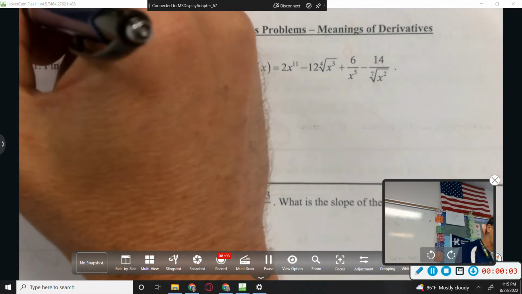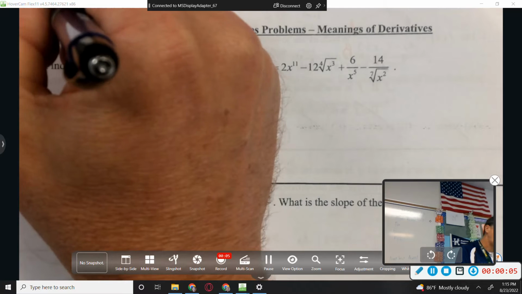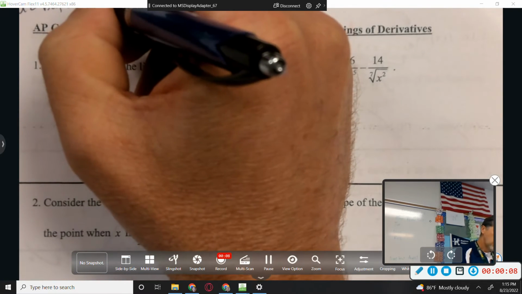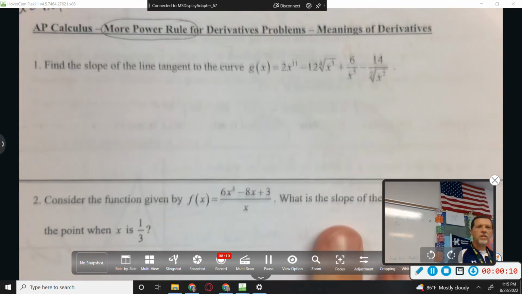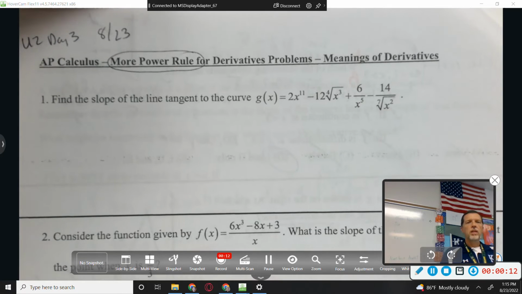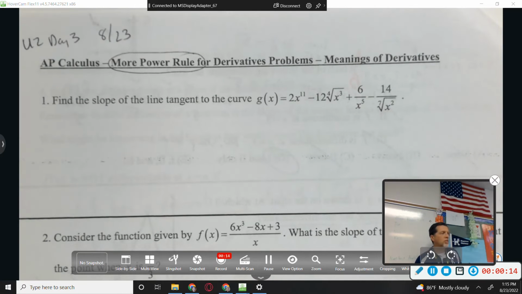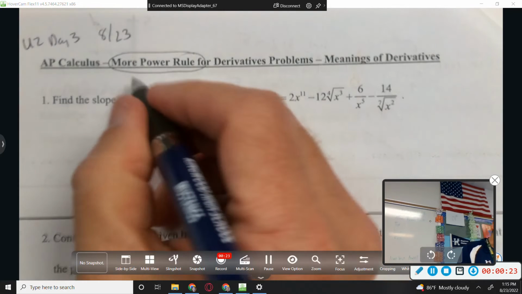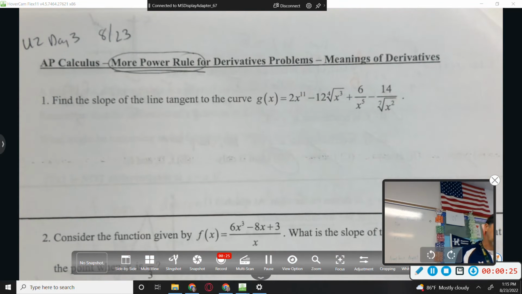Alright, so this is Unit 2, Day 3, August 23rd. Again, it's more of the same. It's still power rules. Tomorrow, or Thursday, we'll do trig rules, which is completely different, but we'll worry about that later. Let's make sure we got the power rule thing down.